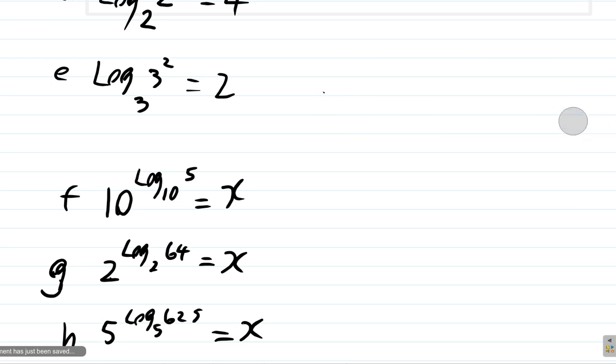Now let's look at the other one. We're saying 10 raised to the power of log 5, where the base is 10, equals x. So let's see now.